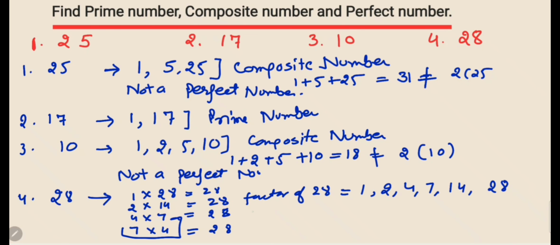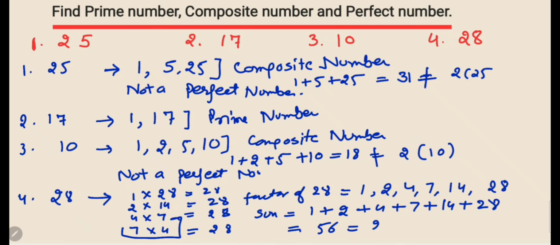Now let's find out the sum of these factors: 1 plus 2 plus 4 plus 7 plus 14 plus 28, which will become equal to 56, and we can write this 56 as 2 into 28. So it means this 28 is a perfect number.